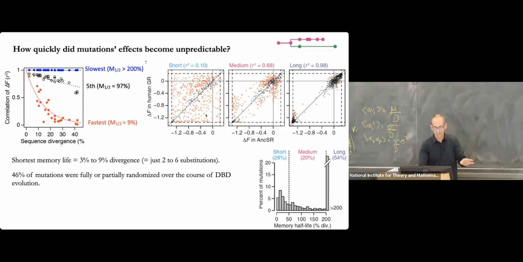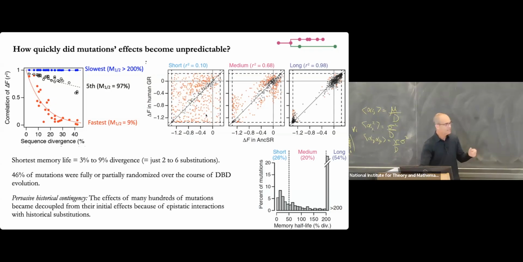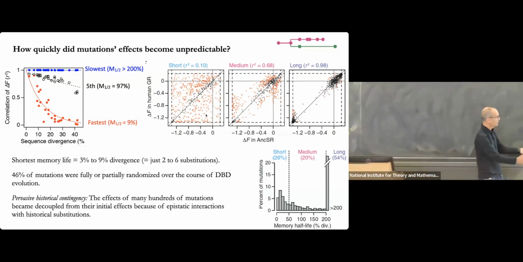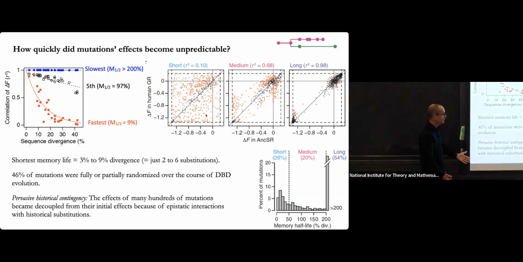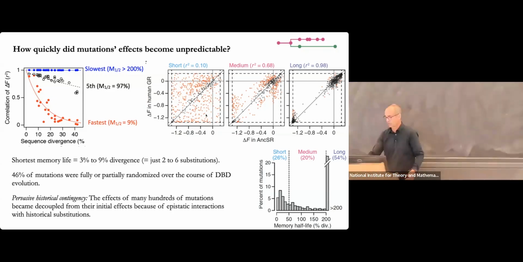Yeah, so about half of the mutations are fully or partially randomized over the course of the evolution of this domain. So this indicates pervasive historical contingency. The effects of many mutations became decoupled from their initial effects because of epistatic interactions with historical substitutions that occurred along the phylogeny.